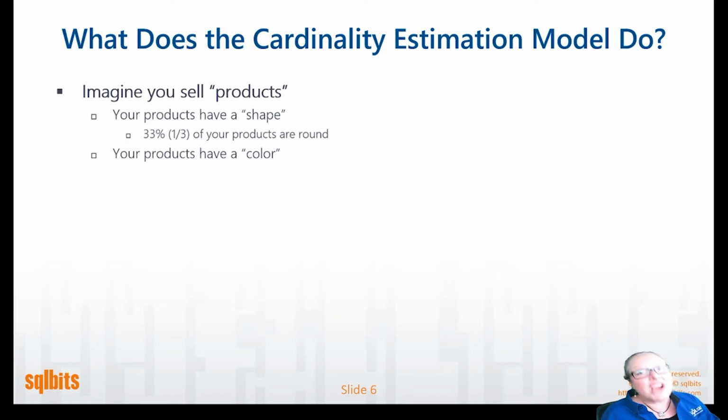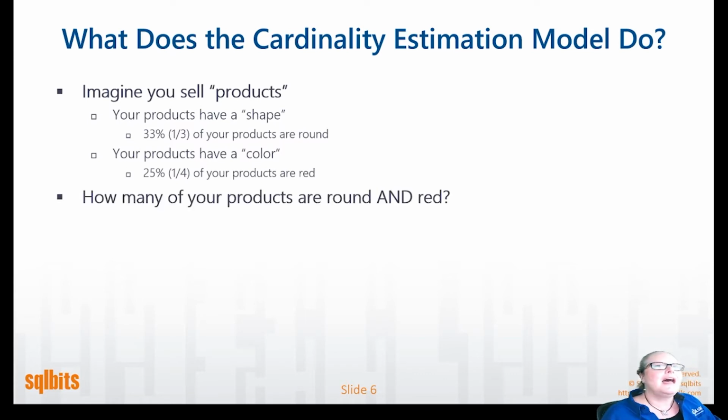Now, all of your products also have a color. And I'm going to say that 25% or a quarter of your products are red. Now, assuming that we don't have any indexes that bring shape and color together, and assuming that we run a query that says something like, select star from products where shape equals round and color equals red. So we're putting those predicates together. We have individual indexes on shape and color independently, but no indexes with them together. The question starts to ask, well, how many products are both round and red?